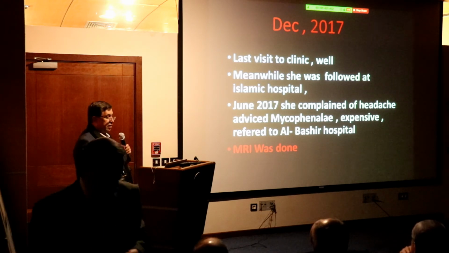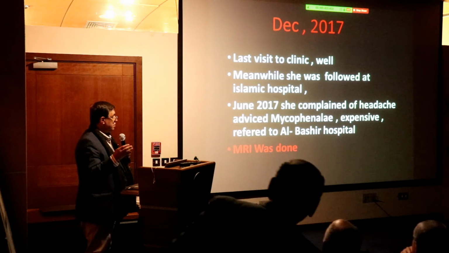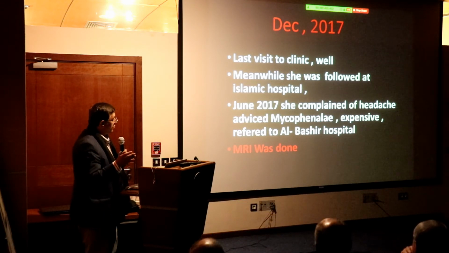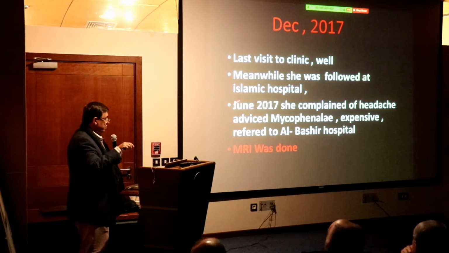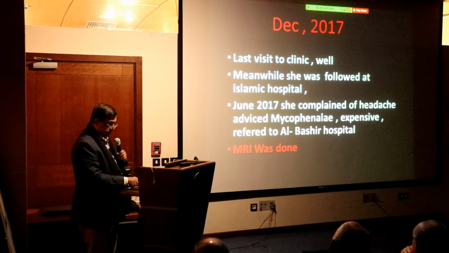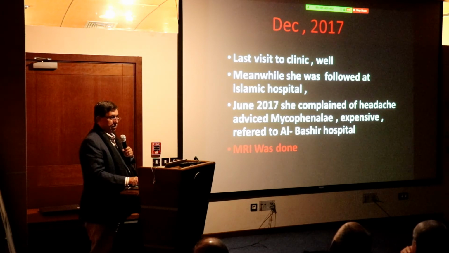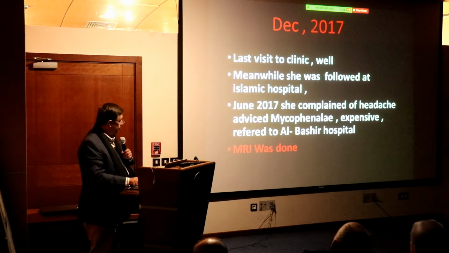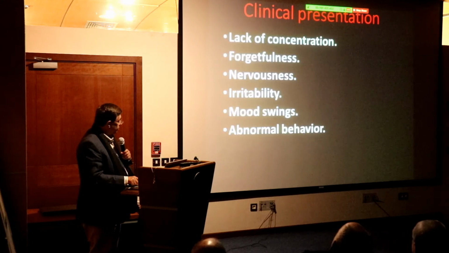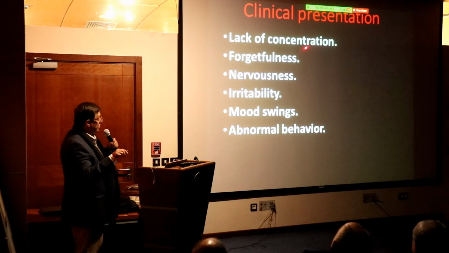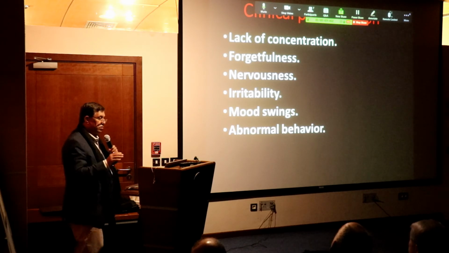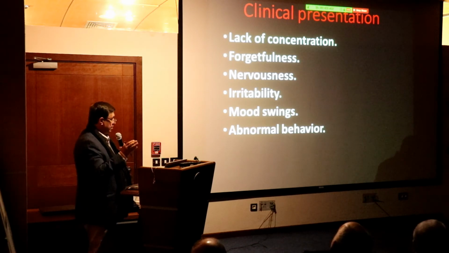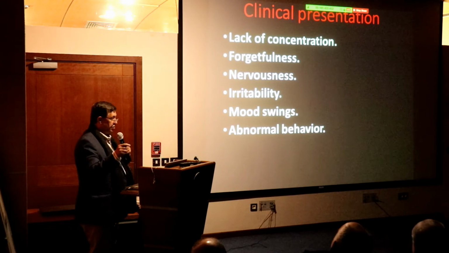So, this is a 36-year-old patient, diagnosed for 4 or 5 years, followed by Dr. Adaf as scleroderma, and now she got worse with headache, and MRI was done. So this is the dilemma for tonight. What would we do with such a patient? She complained of lack of concentration, forgetfulness, nervousness, irritability, mood swings, abnormal behavior. All this denotes frontal lobe changes. It's called frontal lobe behavior.